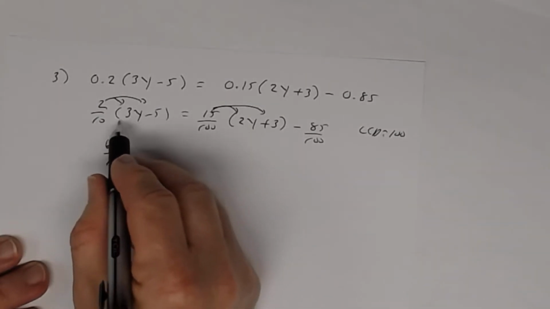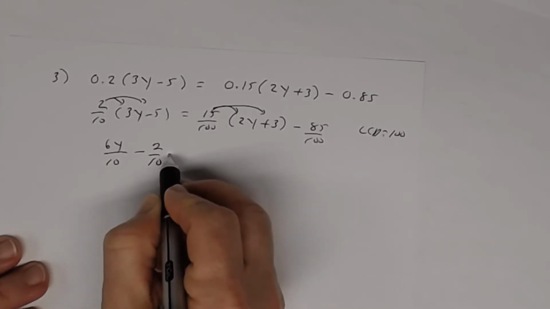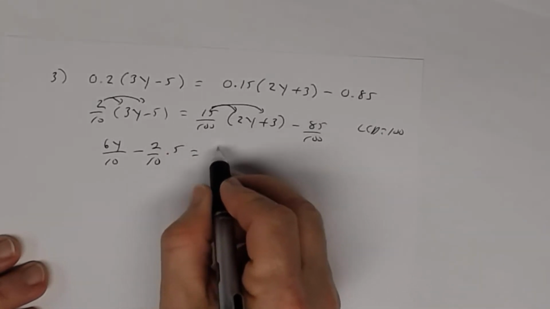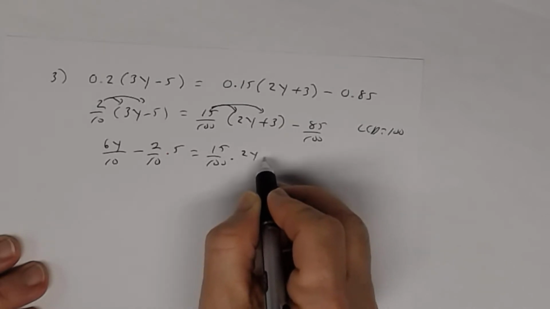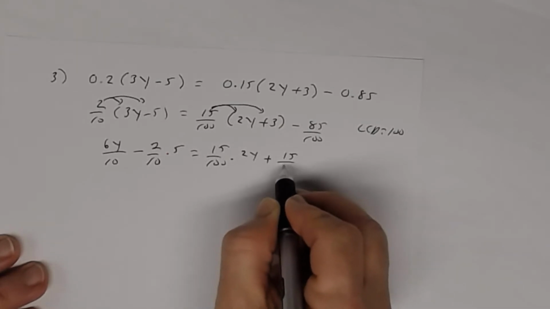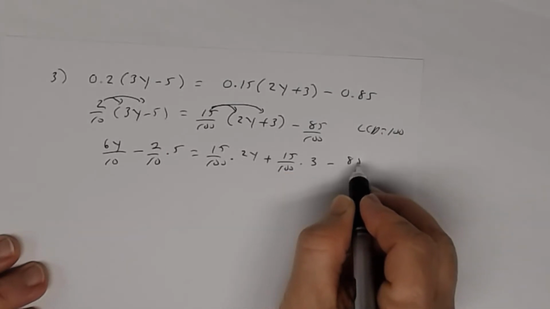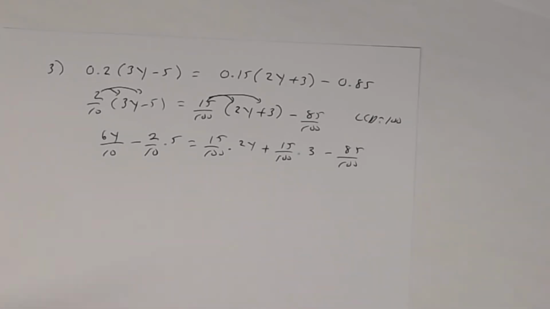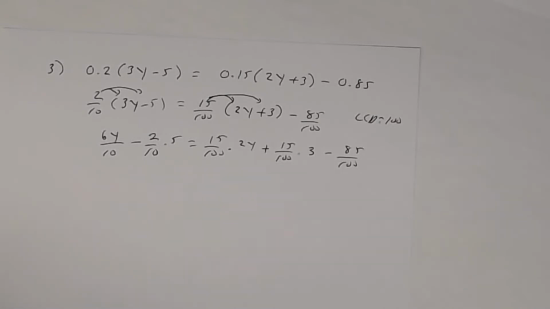I'm going to go ahead and write this one like this. I'm going to say minus 2/10 times 5, right? Equal, and then I'm going to do this as well. 15 hundredths times 2y plus 15 hundredths times 3 minus 85 hundredths. So that's what I did first. So I'm not using any calculator at all. These are simple numbers, computations to deal with.